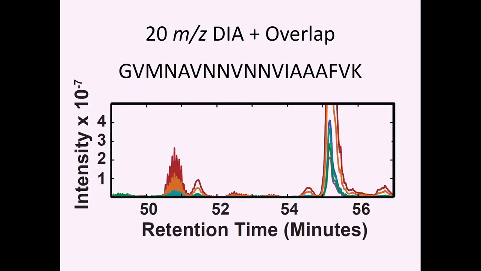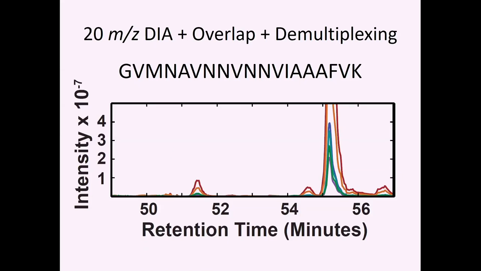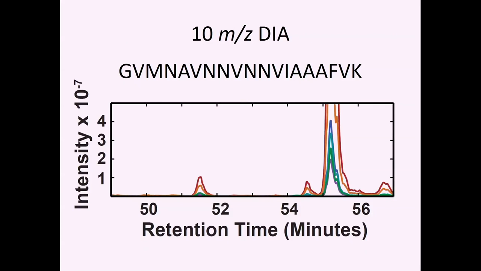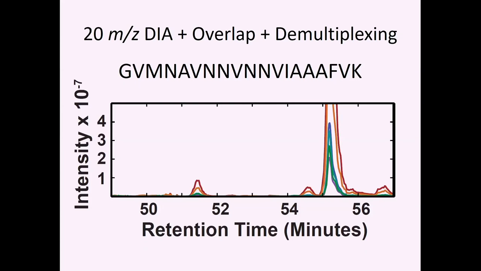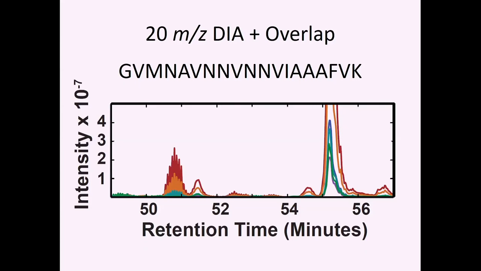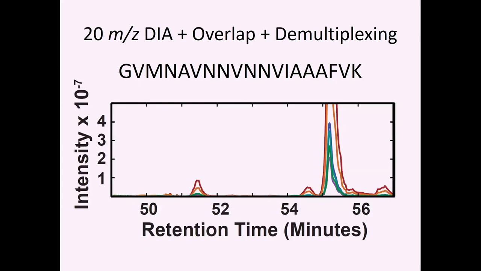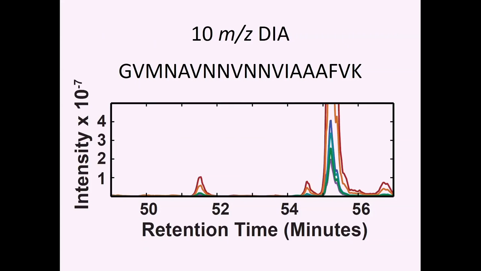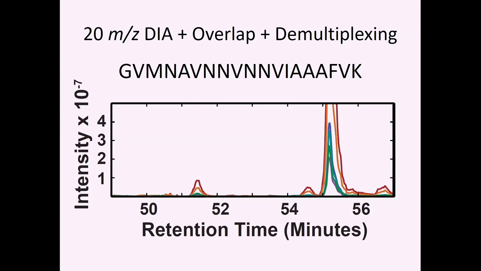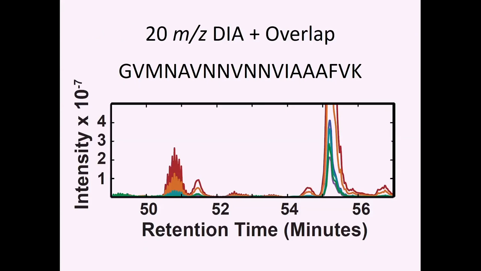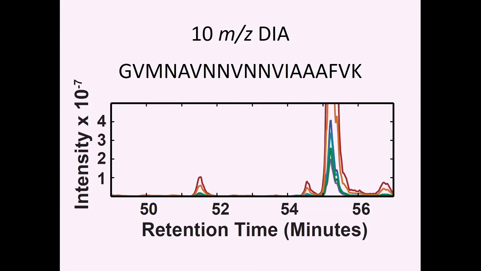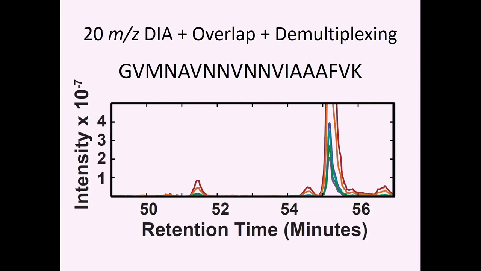If you apply that same non-negative least squares linear algebra, those peaks then disappear. And if you actually collect the data with 10 mass to charge windows, it looks really clean and nice. So again, let me just go back here. Here's basically the data with overlapping windows. Here's applying this computational demultiplexing. Here it is with 10 mass to charge DIA. So you can't get any better than 10 mass to charge DIA. And you'll notice that there's almost no difference in the way that the data looks between the 10 mass to charge and the 20 mass to charge overlapping with demultiplexing.